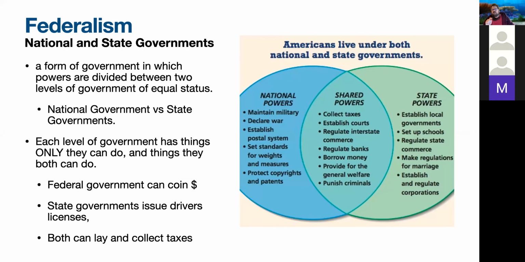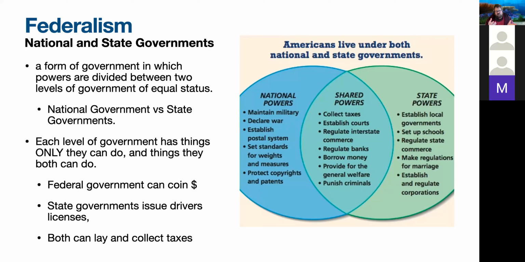All right. So, a really important concept as to why we're even talking about state government is this notion of federalism. Federalism is basically power sharing between two levels of government. In our case, we're talking national government and state governments. There are things that the national government has the power to do that only they can do. There are things that the state governments have the power to do that only they can do. And then there are things that both of them can do, and those are called shared powers.